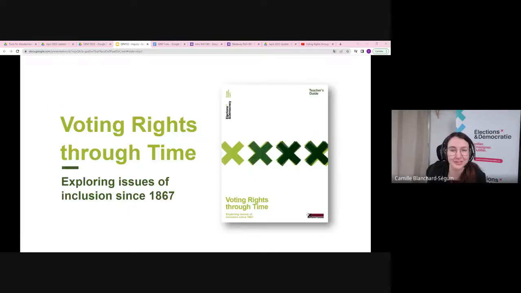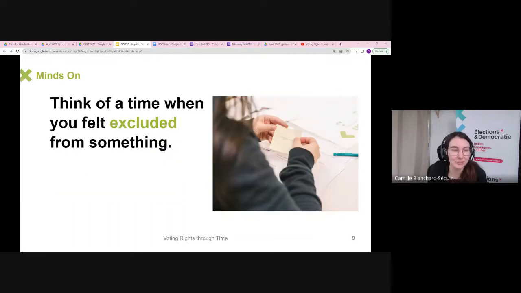We can now dive into our resource itself, which is called Voting Rights Through Time. And it follows the inquiry question, how inclusive is our democracy? And that's the question that's going to guide the learning throughout the activity. Now, as I've mentioned, we always start with a Minds On, so we're hoping to make a link between something the students already know and the concepts that will be addressed in the lesson itself.